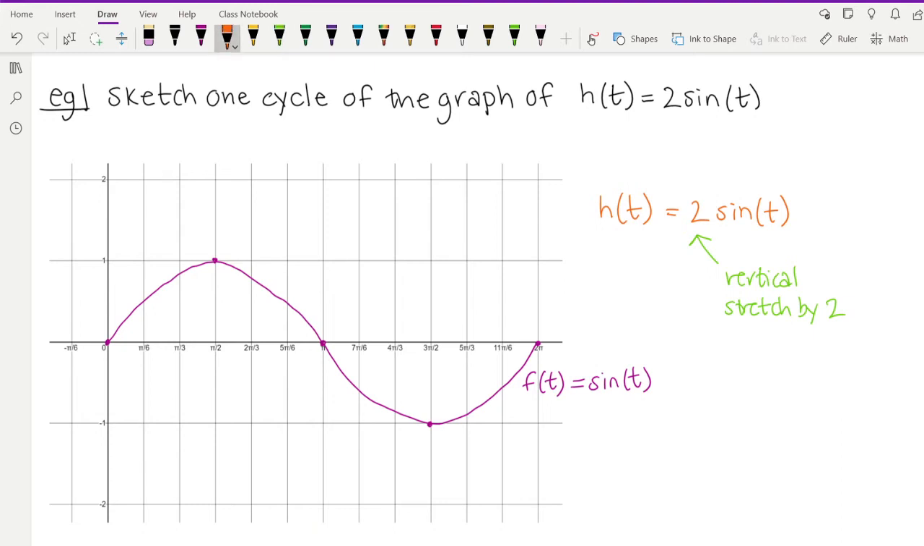And so that means that all we have to do is take our 5 key points and basically double the y-coordinate. So the points that were originally at 0 are going to stay at 0. And then the points that are at 1 and -1 will be at 2 and -2. So our function will look like this.